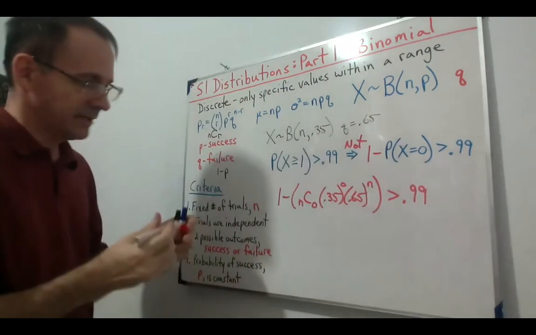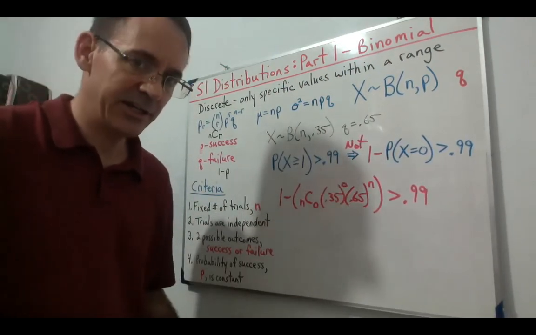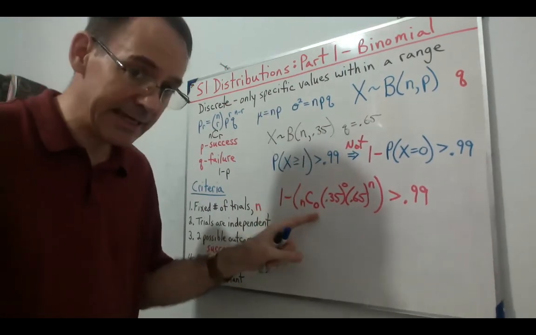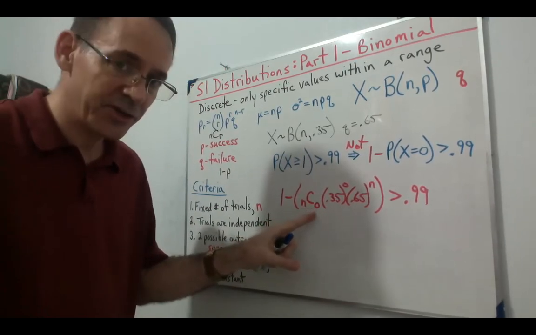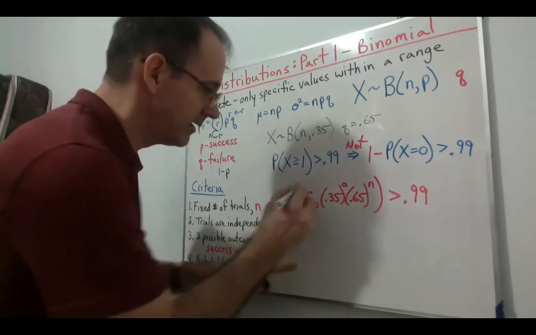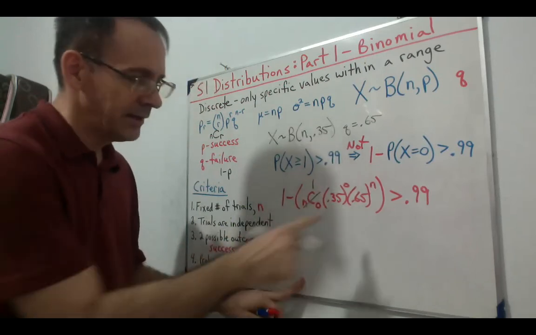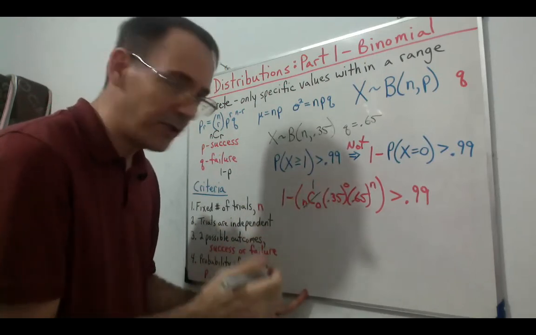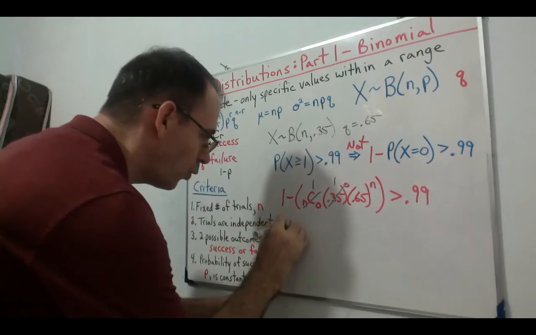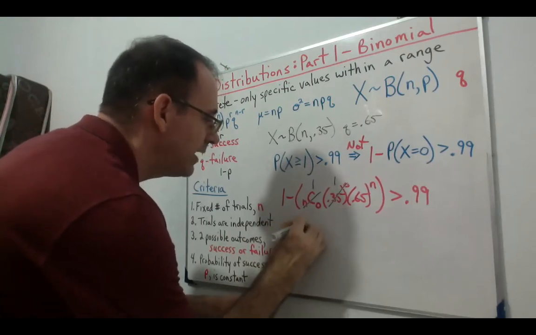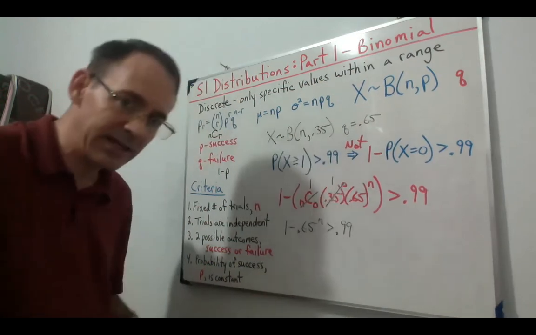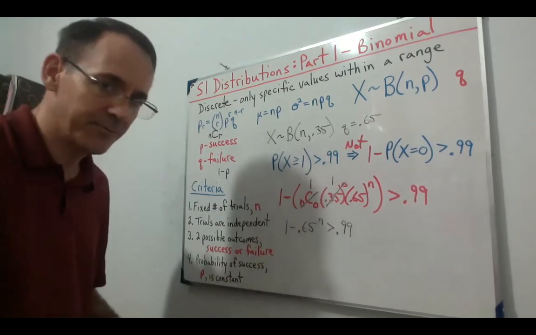0.99. Now, it looks a little scary because we have these n's in here. But remember, anytime you have nC0 or nCn, where the right number is 0 or the right number is the same as the first number, this value is 1. So this cancels out and becomes a 1. And anything to the 0 power also becomes 1. So that cancels out and becomes a 1. So what we really have is 1 minus 0.65 to the n power is greater than 0.99. Now we're getting somewhere. A lot of it canceled out.